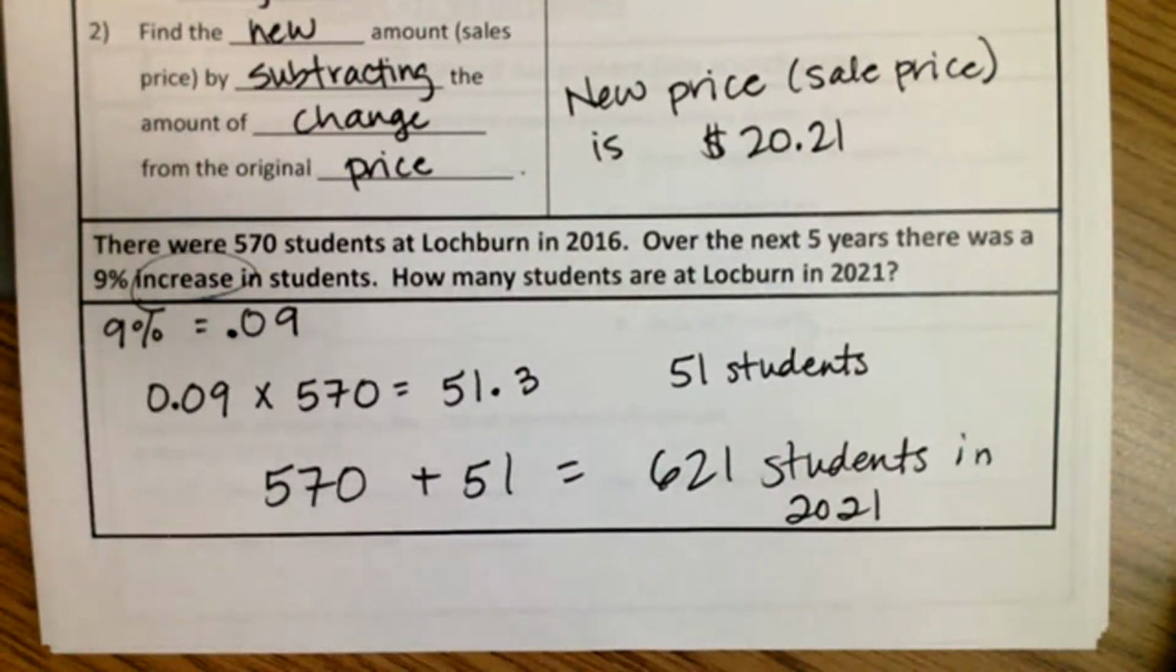All right. So what we're doing in lesson 5.1 is we are describing the change in an amount by using a percent. So if the amount changes by going up, or if the amount changes by going down, we are describing that change as a percent. All right, 5.1.